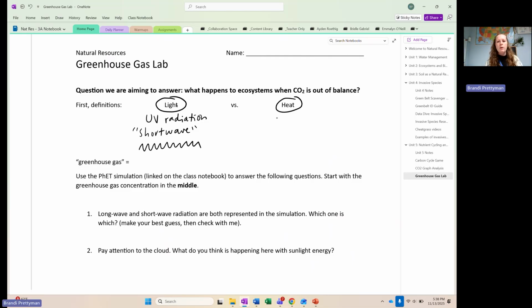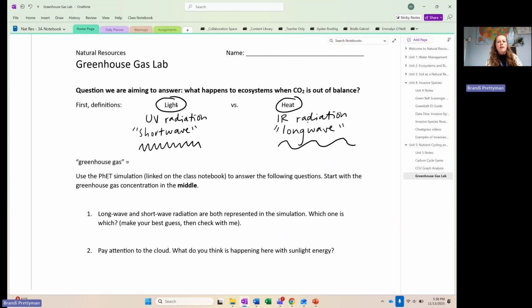So shortwave energy, higher energy, more frequency. Heat is generally going to refer to infrared radiation. And this is known as long wave radiation. Long wave radiation has longer wavelengths, less frequency, because as this wave is moving, it's only going to hit you in the face like 3 times per second versus the UV radiation.